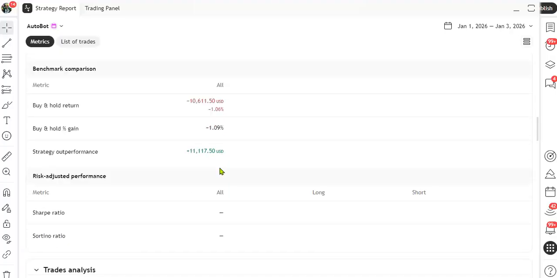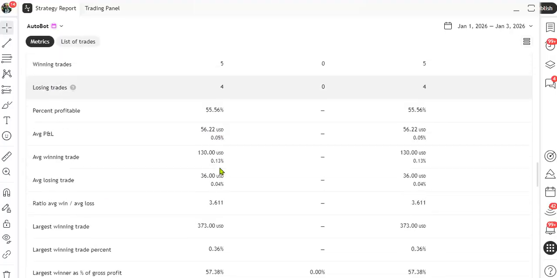By keeping your winning trades larger than your losing trades is the key. Everybody talks about, well, what's your percent?